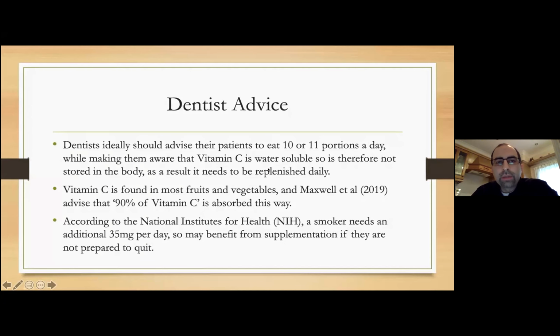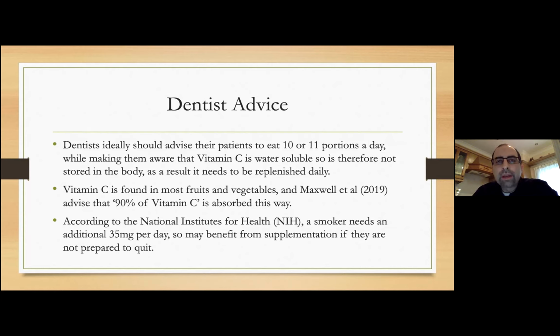So the advice we give to our patients as dentists is to eat about 10 or 11 portions a day of fruits and veg, while making them aware that vitamin C is water soluble. As vitamin C is water soluble, it's therefore not stored in the body, so it needs to be replenished on a daily basis.